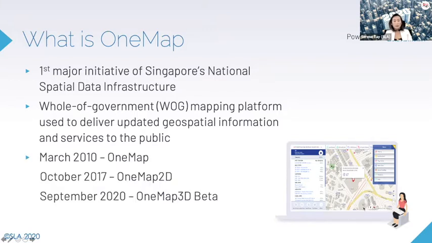ONEMAP was launched in March 2010. However, in 2017, there was a very big revamp in terms of our infrastructure, and we launched ONEMAP2 in October 2017. And only just last year in September 2020, we launched the ONEMAP3D beta version, which is now accessible to all public.